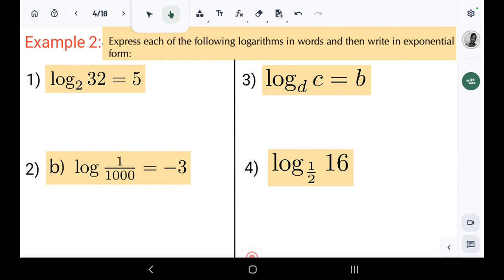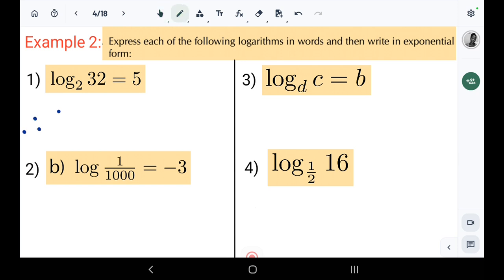Example 2. In this example, we are asked to express each of the following logarithms in words and then write in exponential form. That should not be difficult either. Now, in words, this is the logarithm of 32 to the base 2 is equal to 5. Now, let's translate that into exponential format.